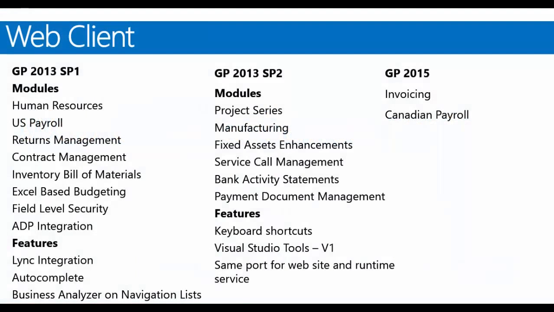The next feature we'll look at is web client enhancements. If we go to this next slide here, you'll see that Web Client has come a long way on GP 2013, starting with Service Pack 1: Human Resources, Payroll, some of the field service modules, inventory, and then Service Pack 2 released with Project Accounting Series, Manufacturing, Fixed Assets, finishing up the field service modules, and then with GP 2015, you'll see the Invoicing and Canadian Payroll module has been added. Some of the widely used features that are available in the desktop client are available in web client as well.